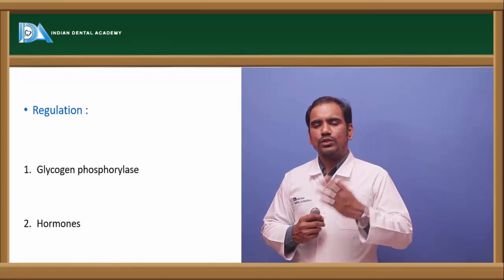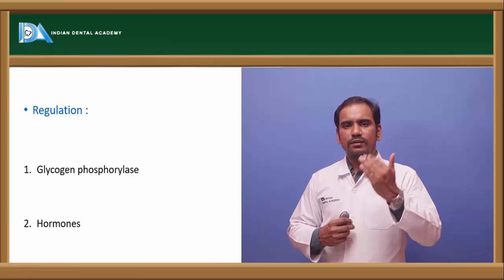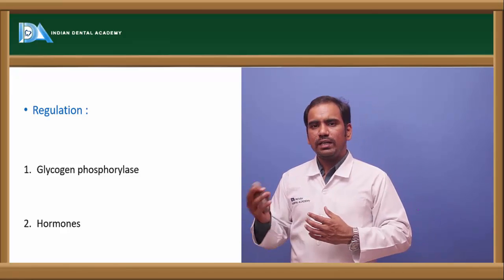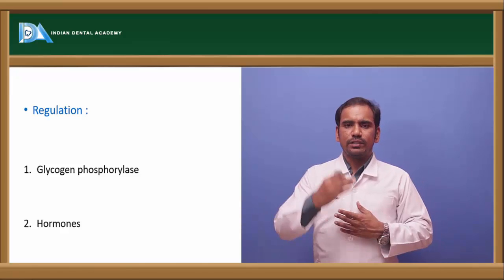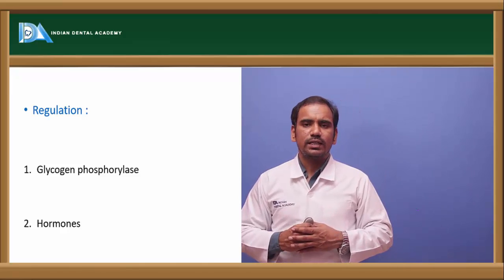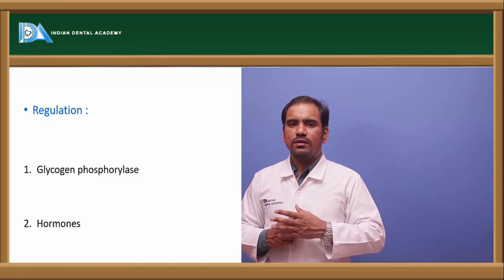This is opposite to that of glycogen synthase. Whenever you add a phosphate group to glycogen synthase, the activity is decreased there. But here, whenever you add a phosphate group to glycogen phosphorylase, its activity is increased. So this is how glycogenolysis is regulated.